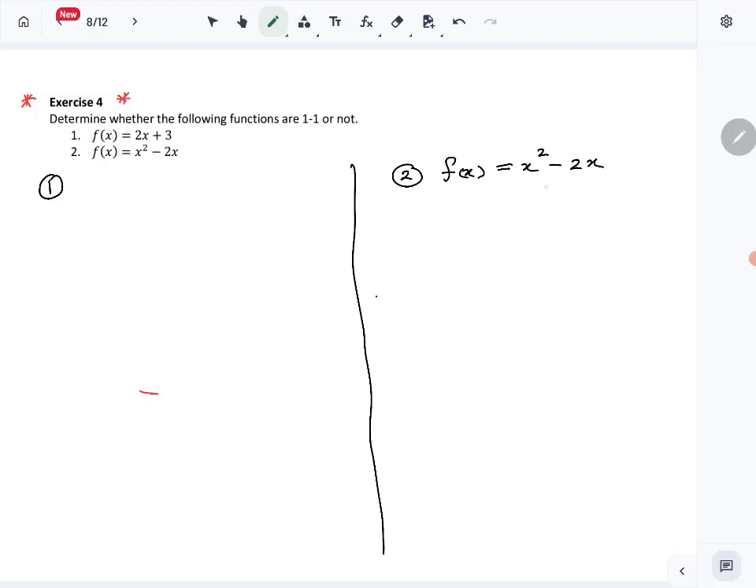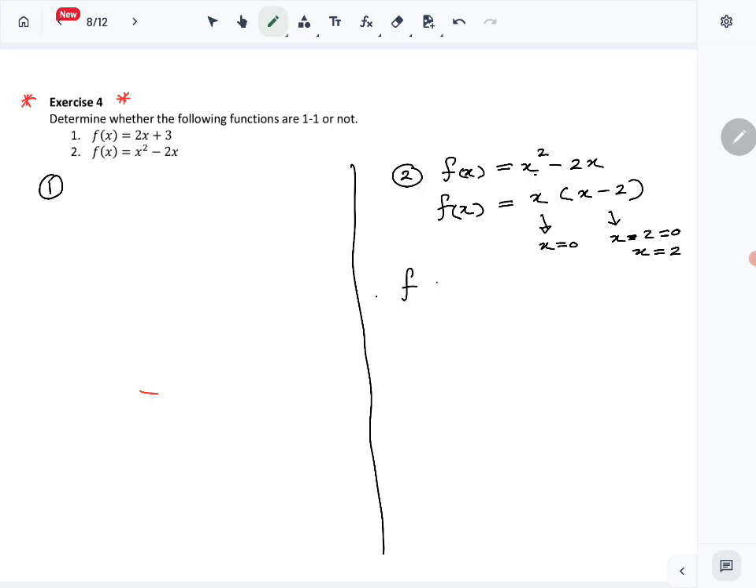If you can factor this, then it's not going to be one-to-one. Here we can factor this function. Why? x is common, so you can take x out. Then I have x and x minus 2 as the factors. Then equate each factor to 0 and solve for x. You get x equals 0 and x equals 2.